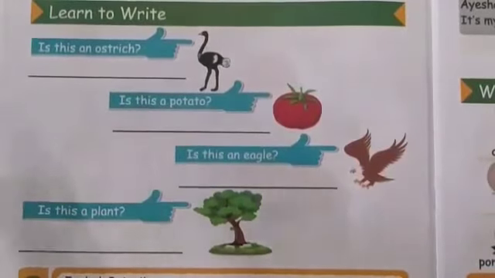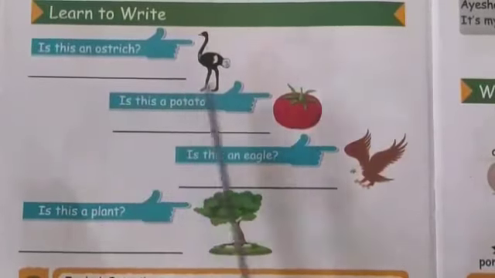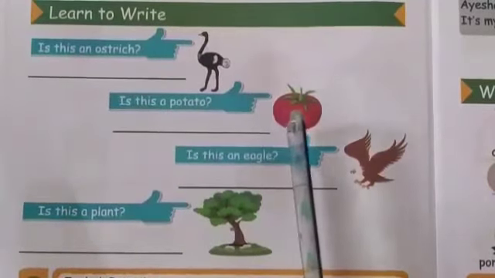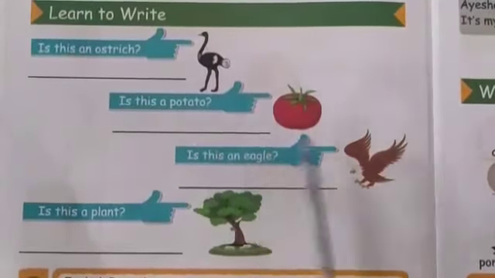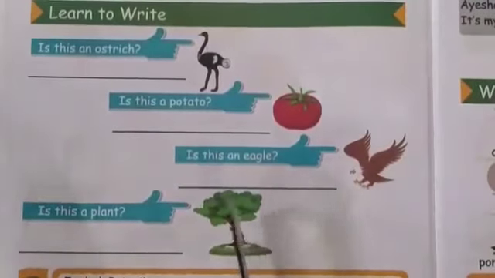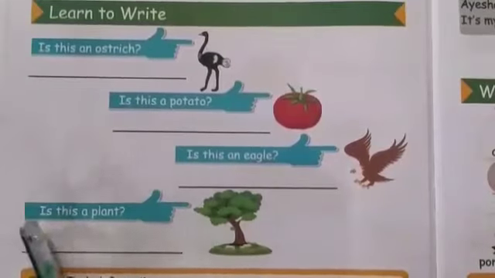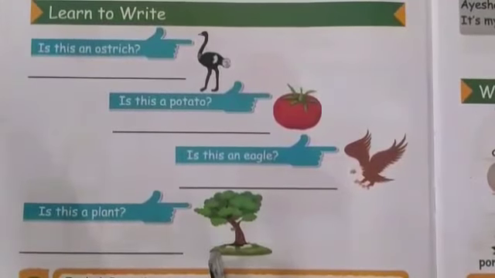Okay, now look at the next one. Is this a potato? No, it is not. Is this an eagle? Yes, it is. Is this a plant? No, it is not.